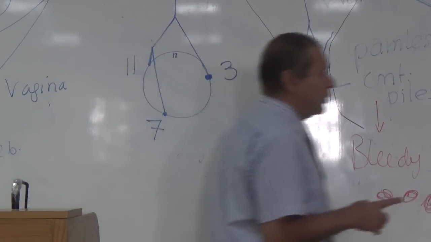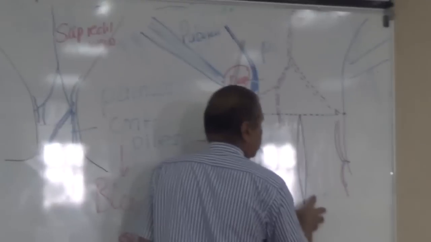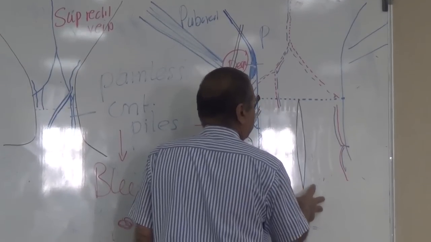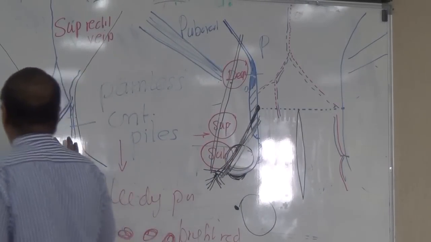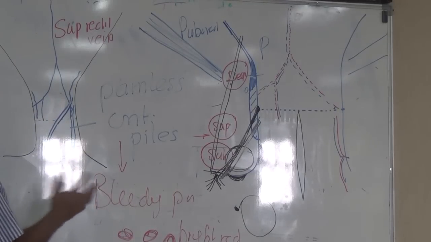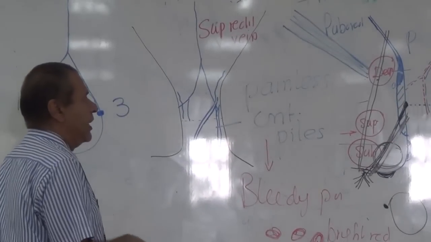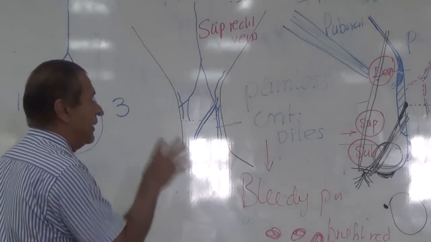Painless. Like in the fissure, there is severe pain during defecation and after defecation. In piles, there is no pain. Like in here, it would be painless, unless complicated, meaning there is inflammation or thrombosis, then it becomes painful, but normally painless.